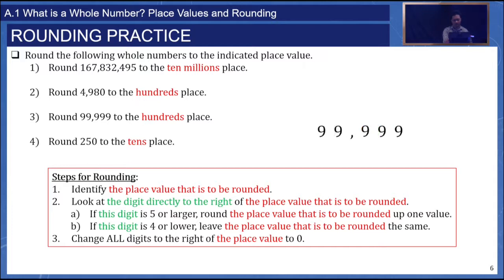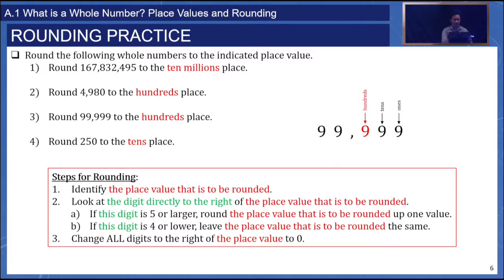All right, question 3. You have 99,999. Round that to the hundreds place. So first off, what number is in the hundreds place? You would say 9, but which 9? It's the middle 9. The middle 9 is in the hundreds place.